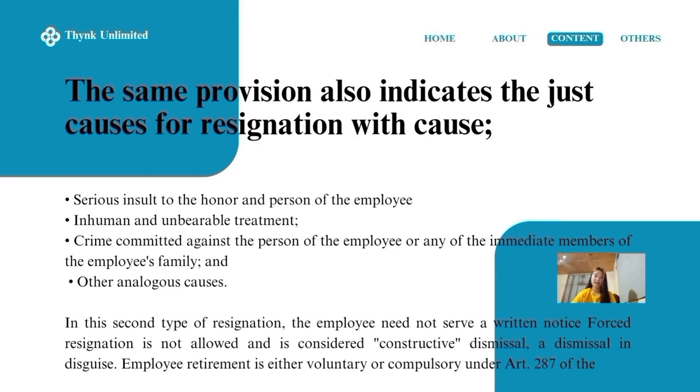And the second type of resignation is without cause, where the employee need not serve a written notice. Resignation without notice that is not allowed is considered constructive dismissal, a dismissal in disguise. Employee retirement is either voluntary or compulsory under Article 287 of the Labor Code of the Philippines. So here is the explanation of these cases. An employee can resign without notice if they experience serious mistreatment, threats, or similar unjust action from their employer.